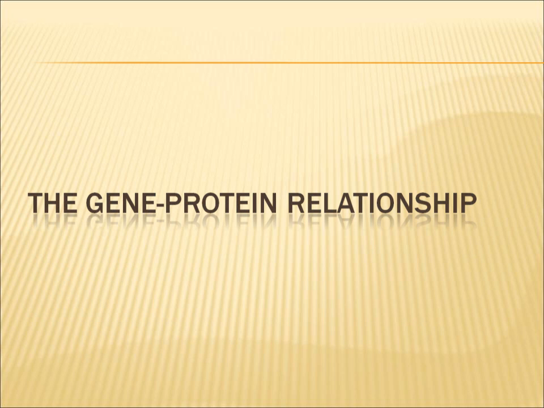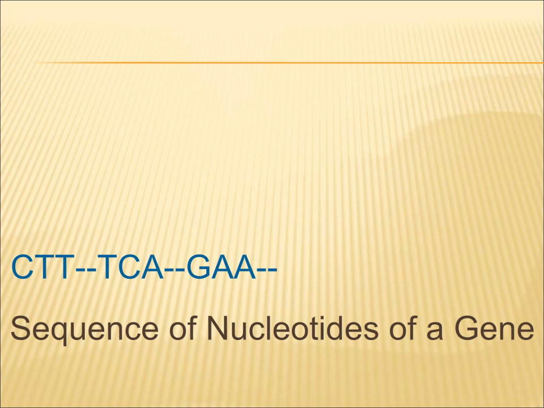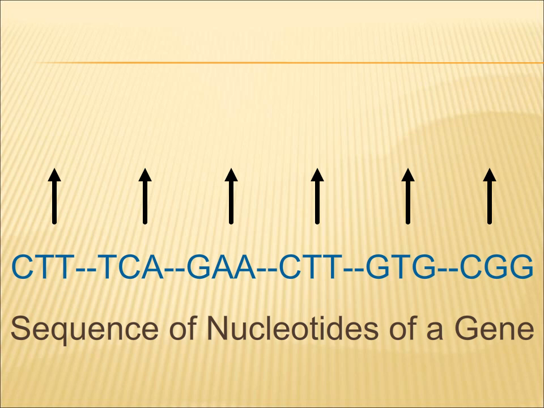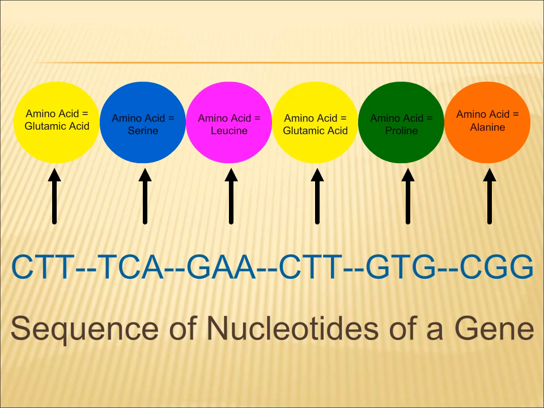Through various experiments, it was determined that most genes in an organism's genome code for proteins. Here's the nucleotide sequence for a portion of a gene. Within this sequence, groups of 3 nucleotides correspond to a specific amino acid. A very specific amino acid.